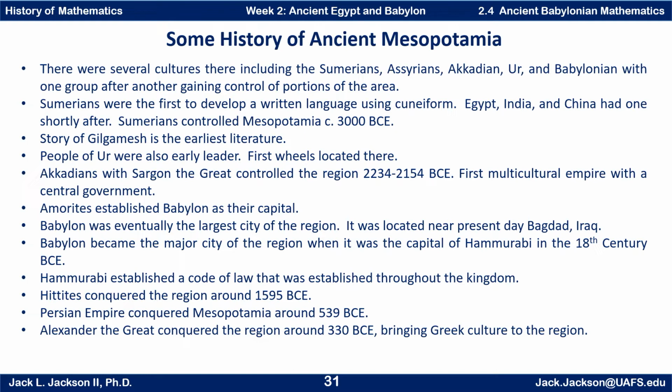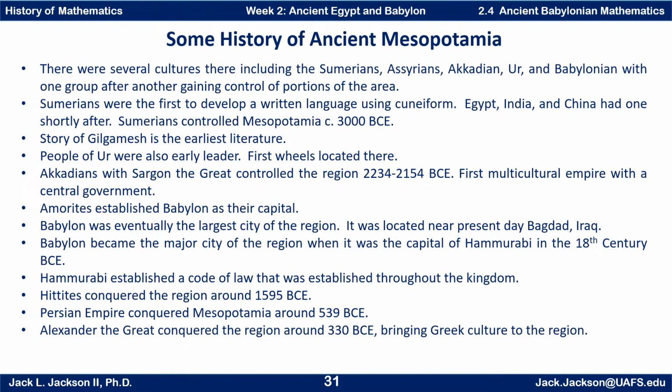The Hittites later conquered the region around 1595 BCE, and the Persians conquered Mesopotamia around 539 BCE. By this time, the Persians were kind of exterior to the main Mesopotamian region, and so this is the first time you had an outside group coming in and taking them over.